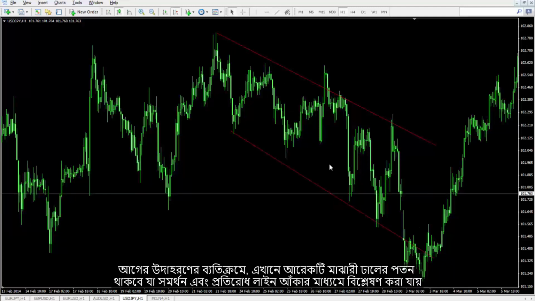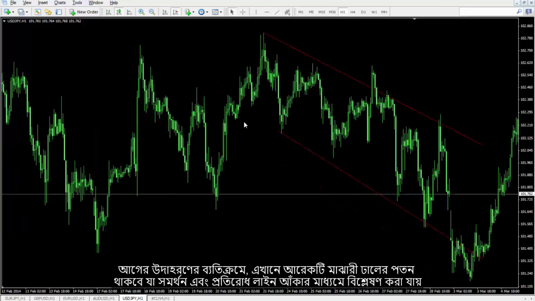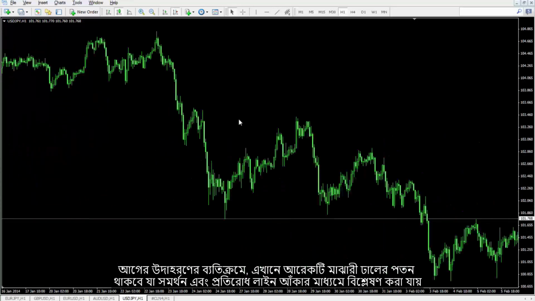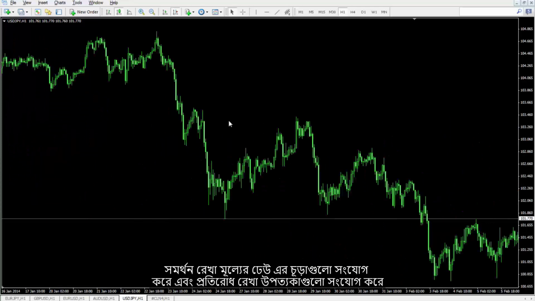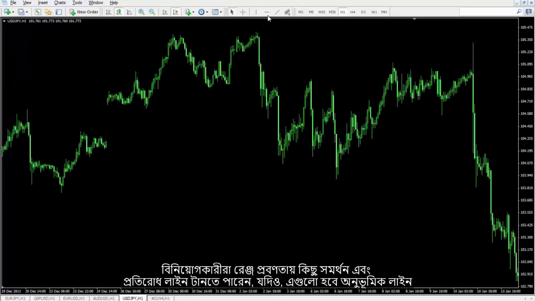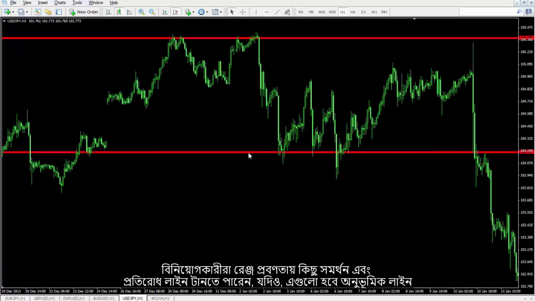Unlike previous examples, there would be another downfall with moderate slope that can be analyzed through drawing support and resistance lines. Support line connects the peaks of price waves and resistance lines connects the valleys. A trader can draw some support and resistance lines on range trends. However, these would be horizontal lines.